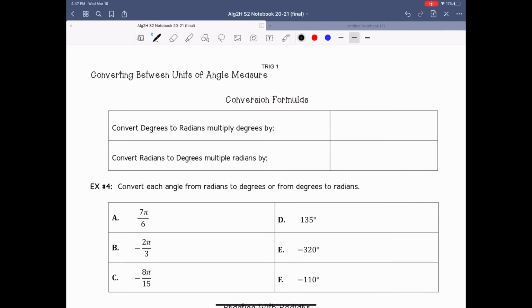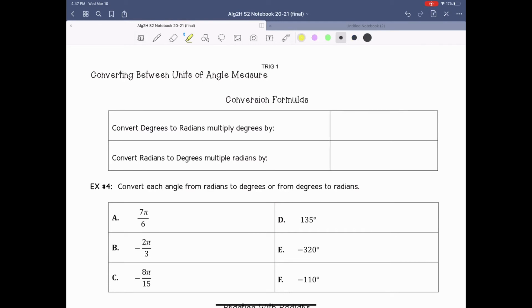So now we're going to talk about converting between units of angle measure. Just like we can convert from meters to feet or inches to centimeters, same thing with angle measure, right? We can convert from degrees to radians and radians to degrees pretty easily. The only thing we're going to do is multiply by a conversion factor.